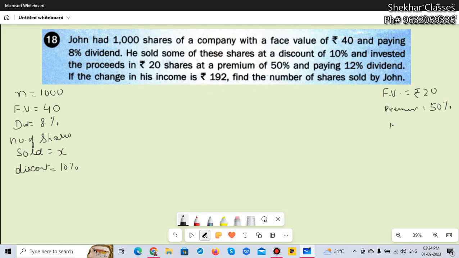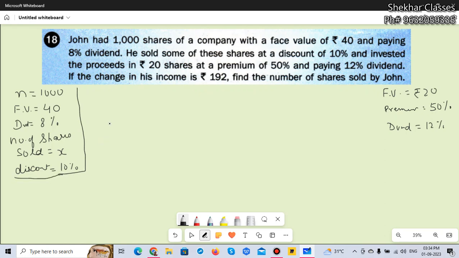Paying 12% dividend. So the dividend rate is 12% here. Fine. His income changed by 192. Maybe the 192 is more or less, it depends. So the change in income is 192. Find the number of shares sold by him. We do not know the number of shares sold, so we can calculate it like this.